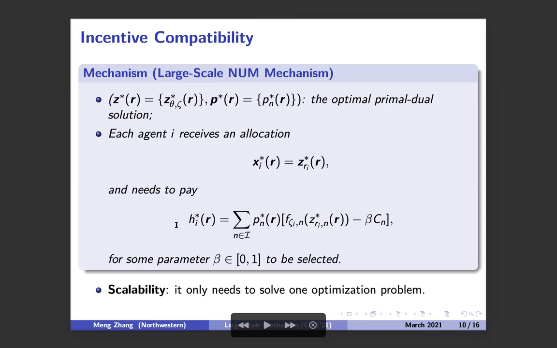Each agent i needs to pay the payment denoted by h_i here. This is characterized by the optimal dual solutions to the problem and the influence, and also by the outcome of the influence function. It is also parameterized by a tunable parameter beta, which makes trade-offs to achieve different degrees of budget balance. The first property we can see it achieves is scalability, because it only needs to solve one optimization problem, compared to the VCG, which needs to solve I+1 problems.